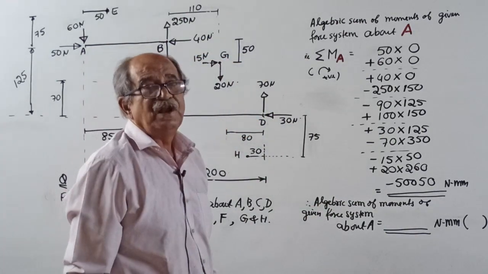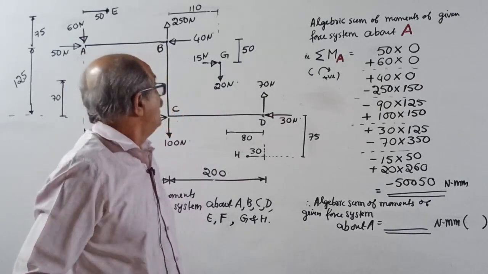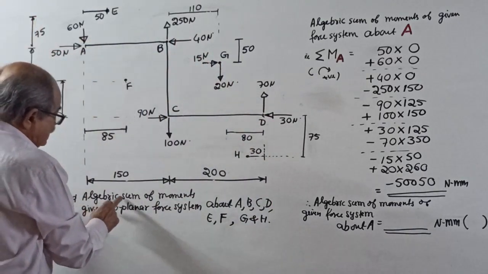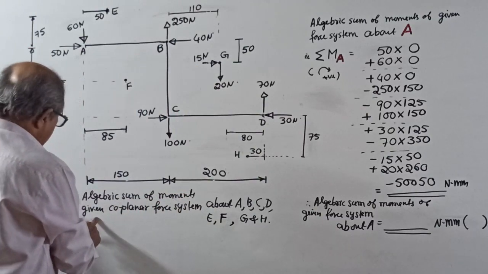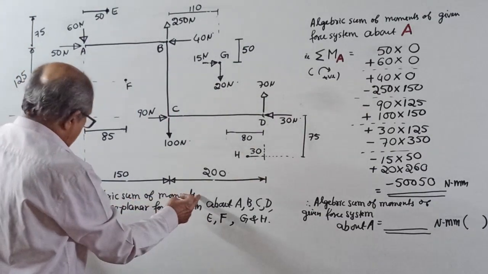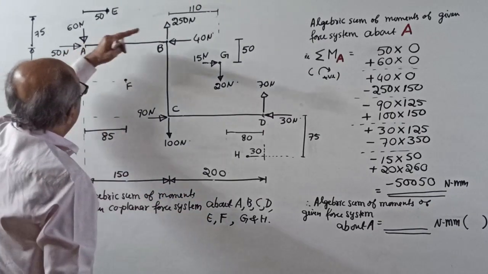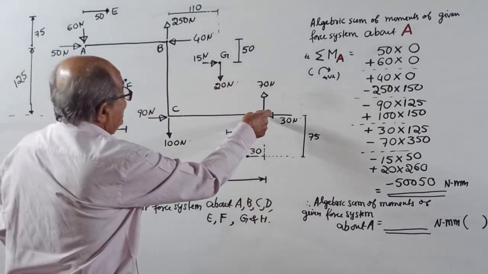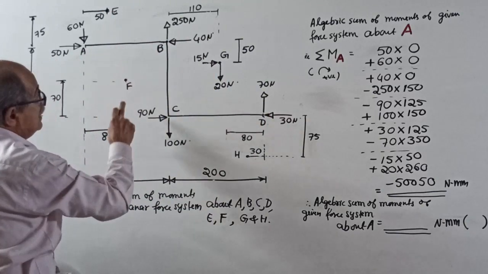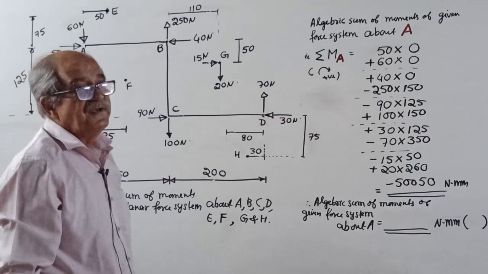I will first tell the question. Real master question or critical question, right? For the given force system, find the algebraic sum of moments of the given force system about A, B, C, D, E, F, G and H. 8 points are marked.